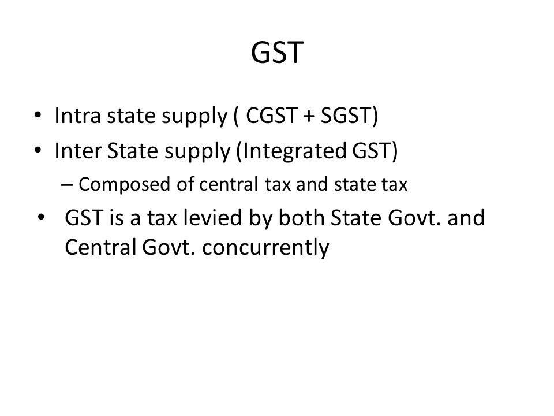In intrastate supply, the GST consists of two parts. One is the central GST and the other is the state GST. But the administration is done by the state government in case of intrastate supply. The GST is collected by the state government, and a portion of it is sent to the central government. And in interstate supply, there is only one GST. It is called the integrated GST. The administration of this GST is done by the central government, and GST is levied both by state government and central government concurrently.